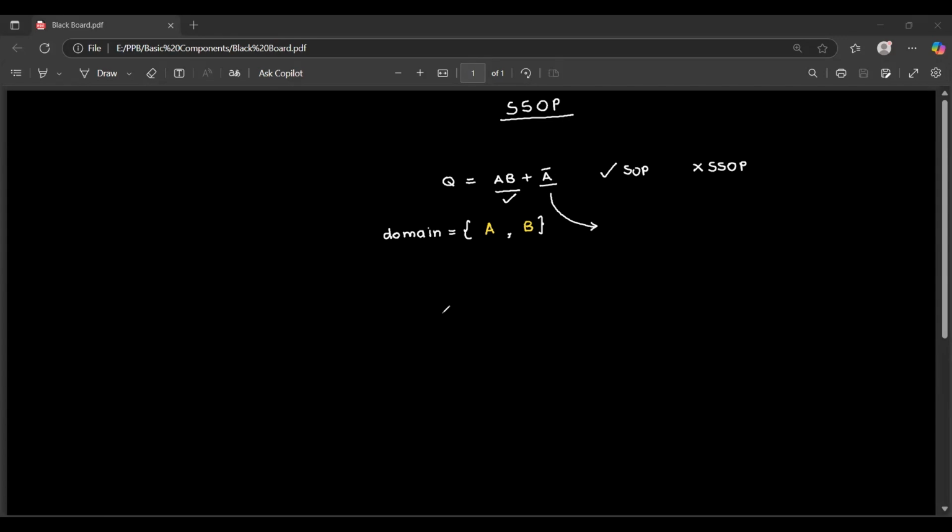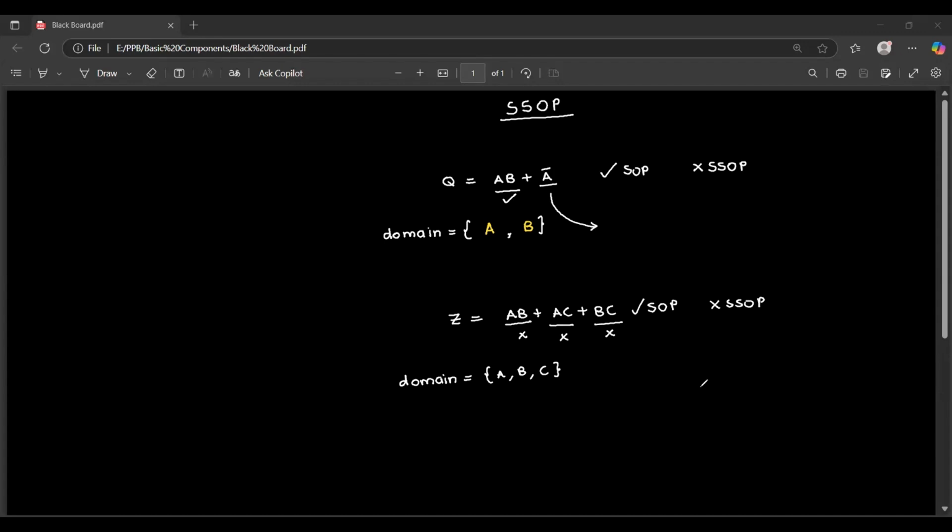Similarly, let's say Z is given as AB plus AC plus BC. Is this SOP? Yes, this is a sum of product expression, obviously. But is it a standard sum of product expression? No, this is not SSOP. Why is that? The domain, as we clearly see, has three variables, A, B, and C. But what are we using? Here we are using only AB, here only AC, and here only BC. So it cannot be an SSOP expression.